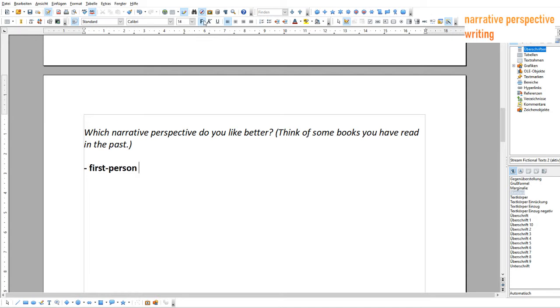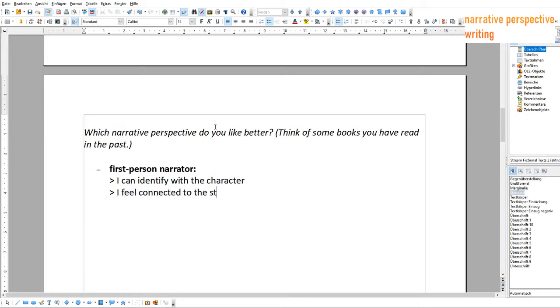So maybe when you like to read stories that have a first person narrator, you could say that you like to read them because you can identify with the character. You could also say that you maybe feel more connected to the story and to what's happening when you read a story with a first-person narrator. Also, maybe you like that you can feel what the main character feels, so you really bond with the main character.